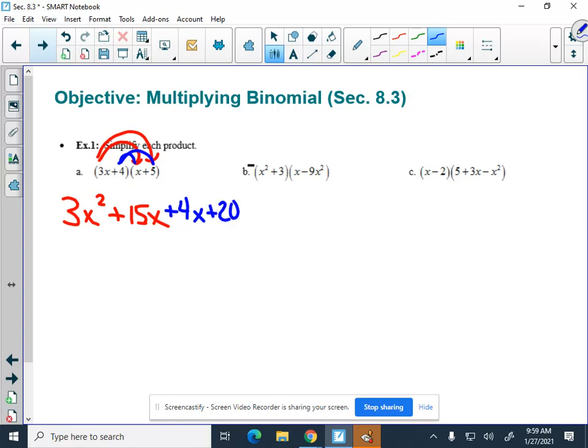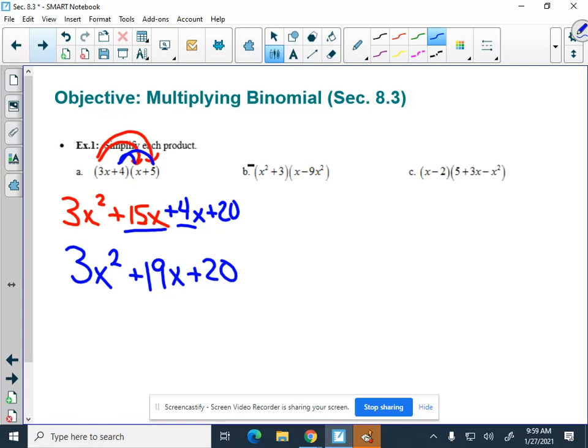Again, what you're usually going to find most of the time, there are some exceptions, it depends if they're not in order. But if they're in order and they're in standard form, the binomials are, most of the time it's going to be those two middle terms that get combined. But we get 3x squared plus 19x plus 20, and that's our final answer. It's in standard form. Nothing more can be combined.